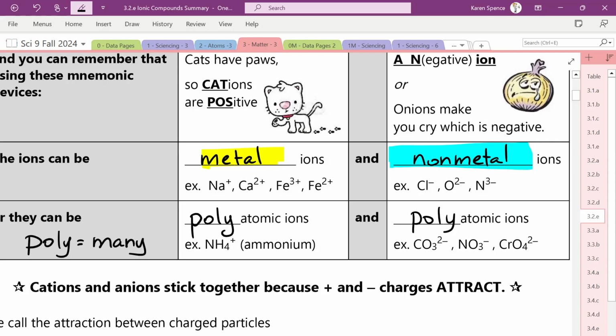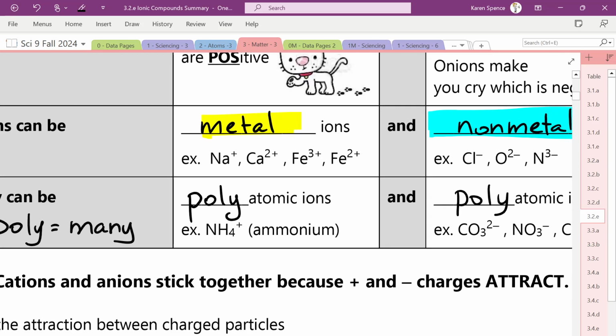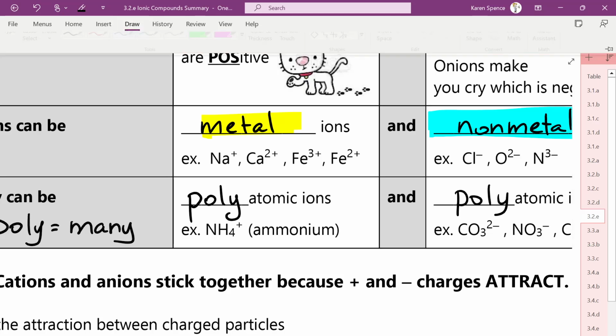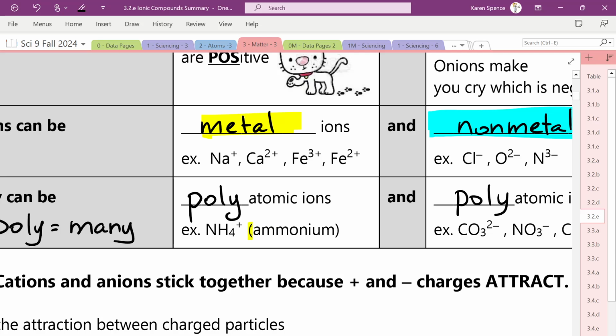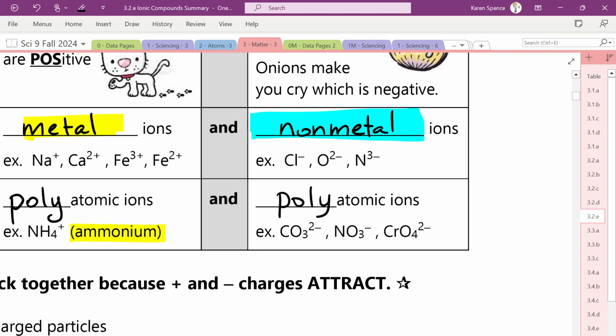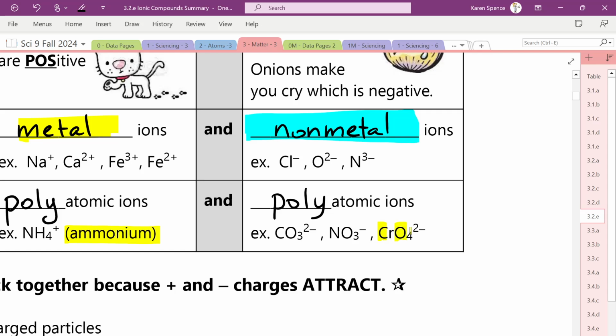How can you tell that ammonium, for example, contains many atoms? Yes? N and then the H are both uppercase, and we've got one N and four H's, so there are multi-atoms or many atoms. Same thing over here with these ones. We've got a capital C and a capital O, and we've got the little fours. There's lots of atoms in there. Yes?